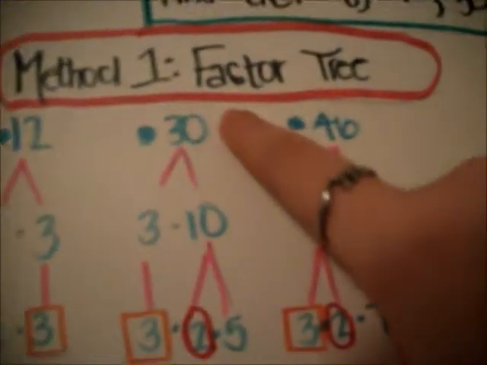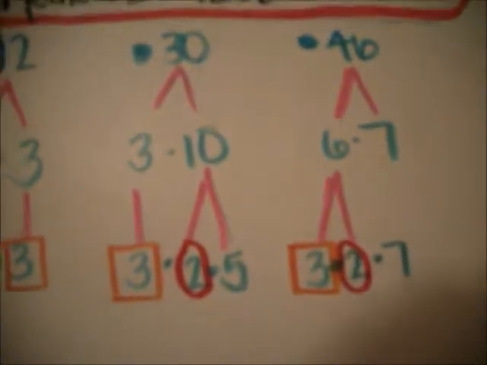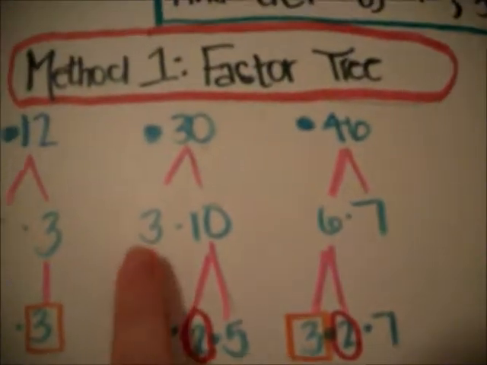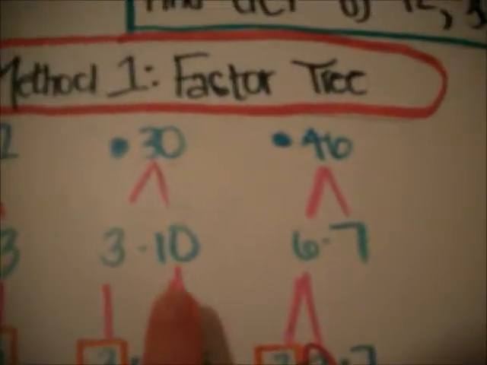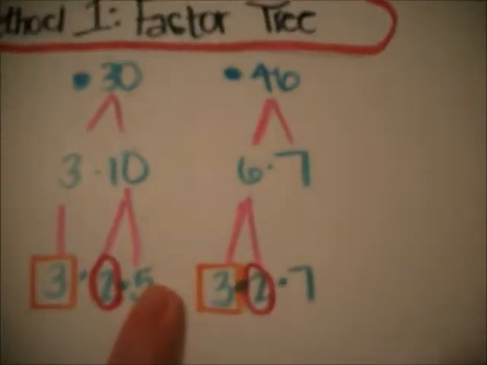Now, the number 30. A way to break down 30 is 3 times 10. As we said before, 3 doesn't break down into anything else, so we pull that down. And 10 can be brought down to 2 and 5.